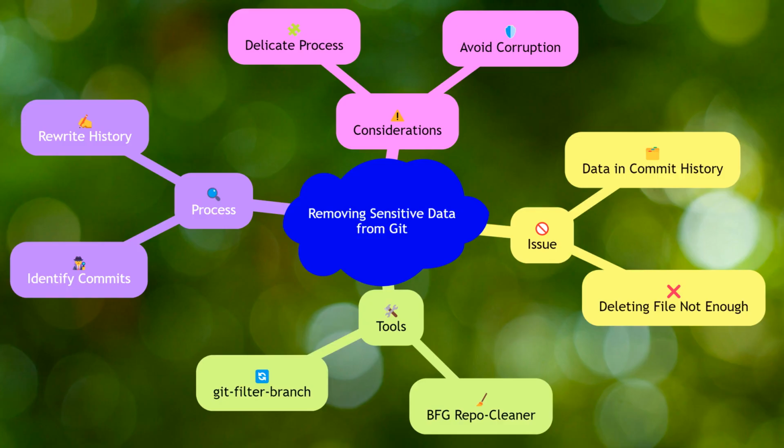Once sensitive data has been committed to the repository, simply deleting the file is not enough, as the data remains in the commit history. Tools like BFG Repo Cleaner and Git Filter Branch can be used to rewrite the commit history and remove sensitive data permanently. This process involves identifying the commits that contain the sensitive data and rewriting the repository history to exclude those commits. It is a delicate process that requires careful execution to avoid corrupting the repository.